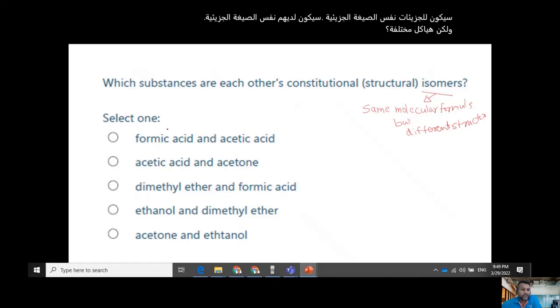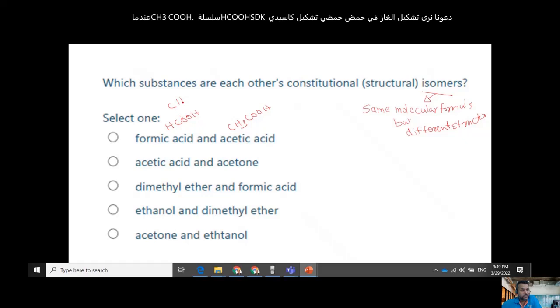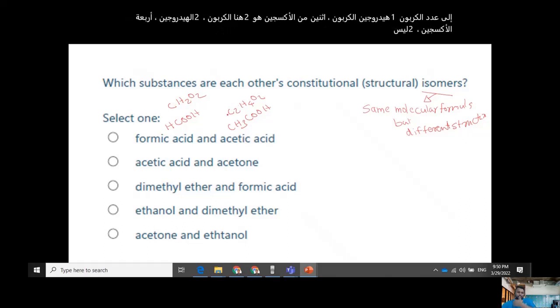Let's see formic acid and acetic acid. Formic acid is HCOOH. Acetic acid is CH3COOH. When you look at the number of atoms, here it is 1 carbon, hydrogen 2, oxygen 2. Here carbon 2, hydrogen 4, oxygen 2. Not the same molecular formula. They have different molecular formulas.